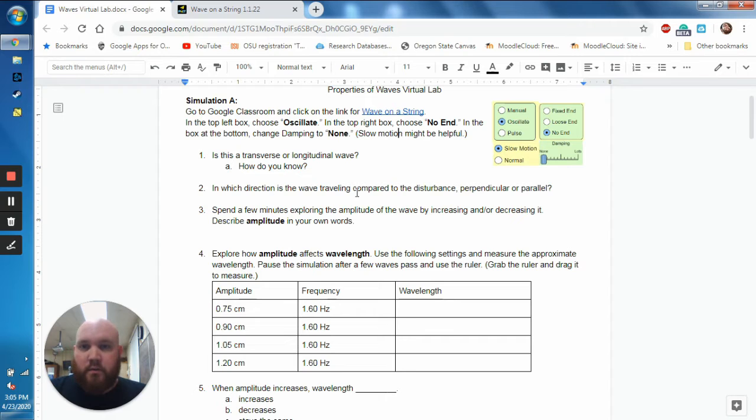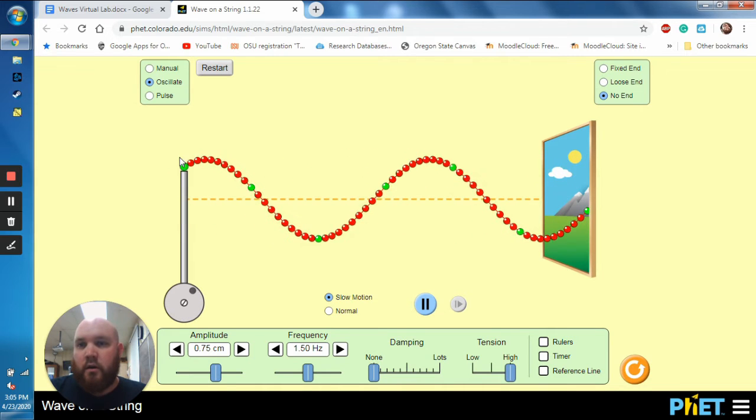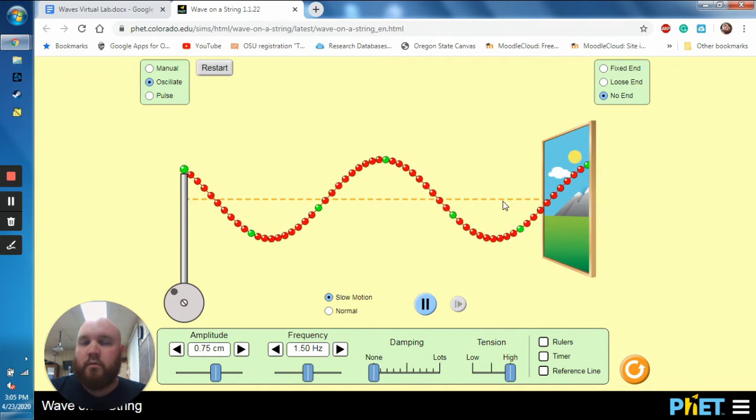Same thing with number two. In which direction is the wave traveling compared to the disturbance? Perpendicular or parallel? Well, it depends on whether you chose transverse or longitudinal. If it's transverse, we would be talking about a perpendicular type of wave disturbance. Here's our disturbance, here's our wave, perpendicular.